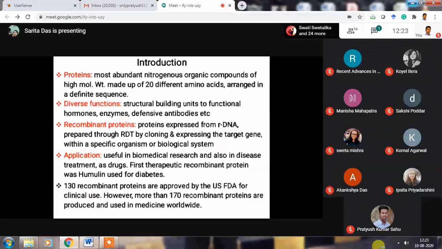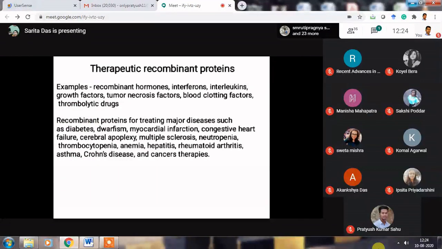More than 130 recombinant proteins are already approved by the Food and Drug Administration of the US, but still more than 170 or even more recombinant proteins are produced and used in medicine globally, because every day there are new discoveries and the number keeps on increasing. These are some examples of therapeutic recombinant proteins.